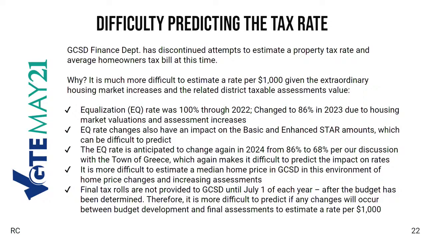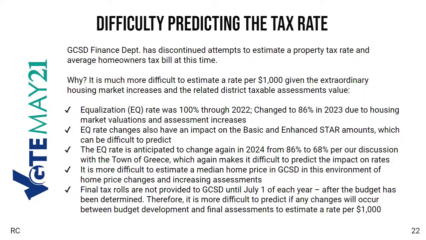And one thing that has come up that's different this year from past years was trying to predict a tax rate or a tax rate change and a sample home bill for residents. We used to be able to do that pretty methodically in past years, but it has gotten a lot more complicated and difficult to do, and I tried to list those reasons here. So we didn't make an attempt at it this year because things are too volatile in this market.